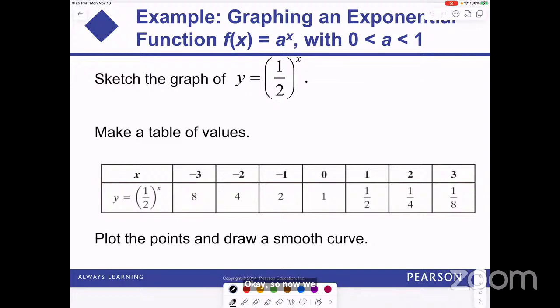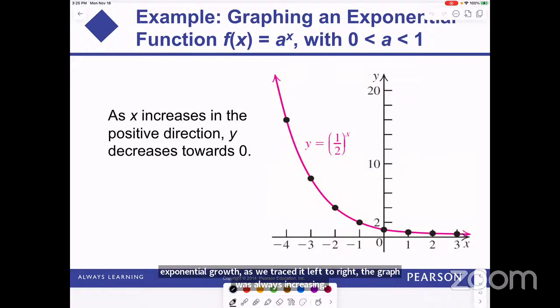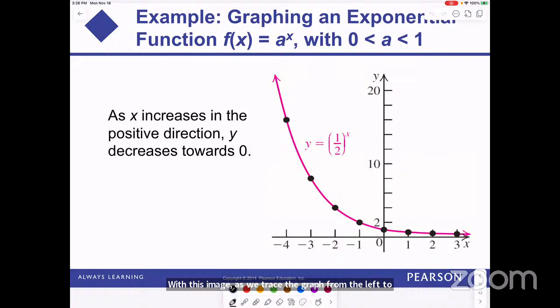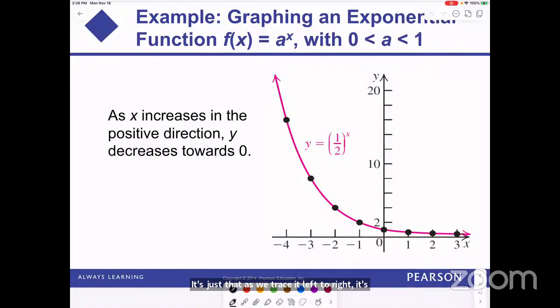Okay. So now we have our set of ordered pairs, our x's with the corresponding y's, and we plot the points. And again, in the previous example, we had exponential growth. So this image is what we would call exponential decay. With exponential growth, as we traced it left to right, the graph was always increasing. With this image, as we trace the graph from left to right, the graph is always decreasing. We still have the x-axis as our horizontal asymptote. And so the domain is all reals, and the range in this case is still the open interval from 0 to infinity. It's just that as we trace it left to right, it's decreasing instead of increasing.